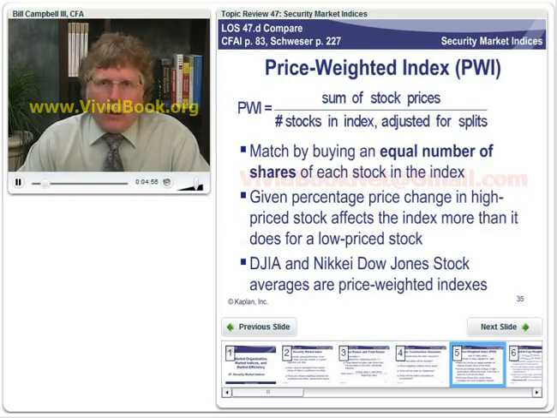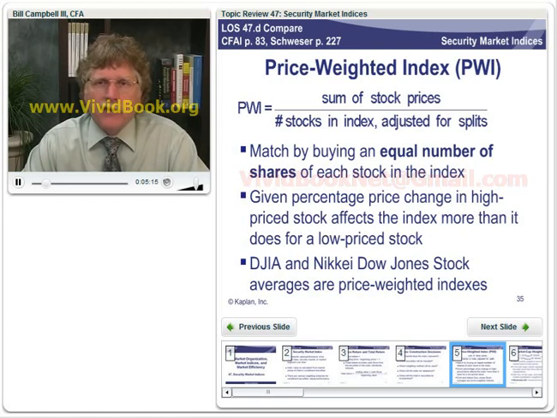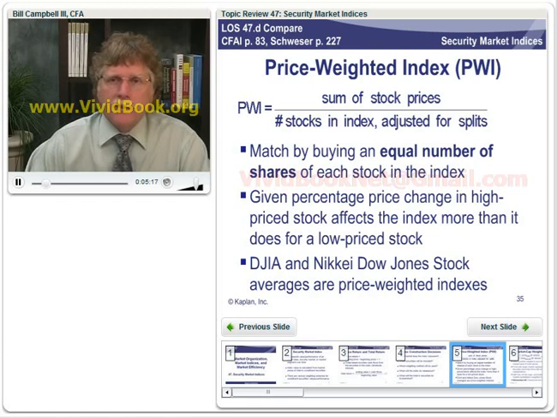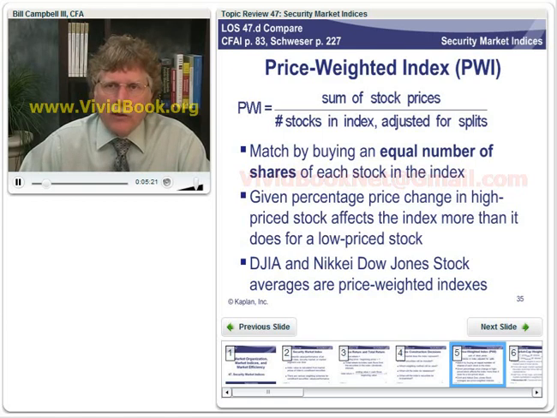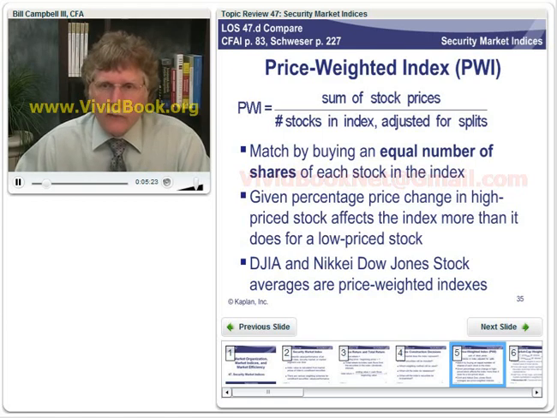Okay, the first of the weighting schemes is what we call price weighted. Price weighted, we take the sum of the stock prices in the numerator and we divide by the number of stocks in the index. Now notice in the denominator it says the number of stocks in the index adjusted for splits. After splits, I want you to write in a couple of other words. It's adjusted for splits.